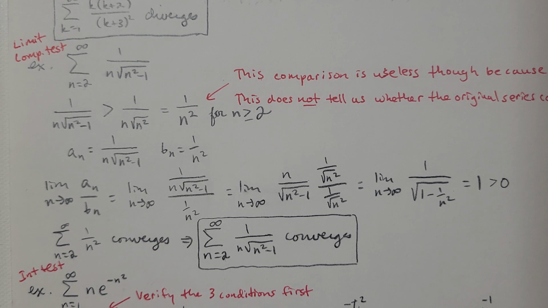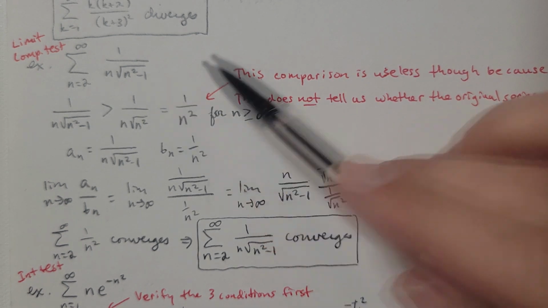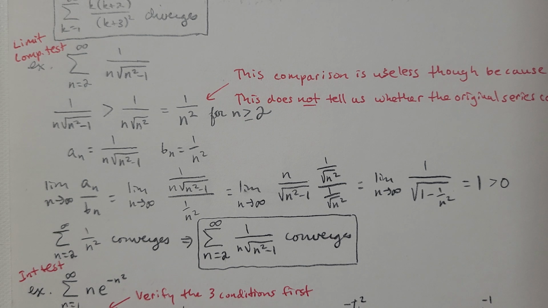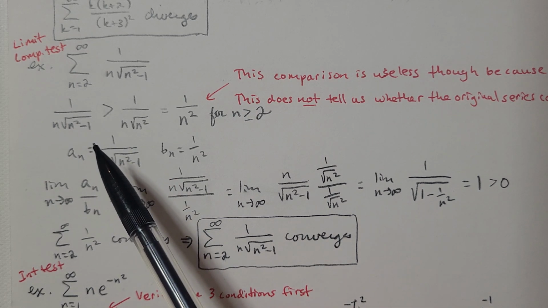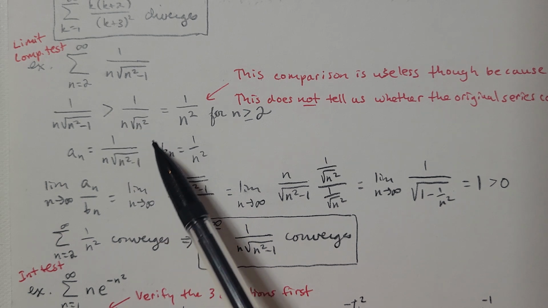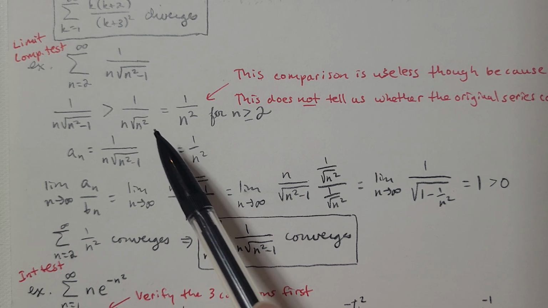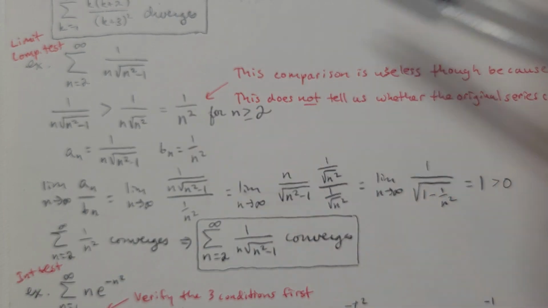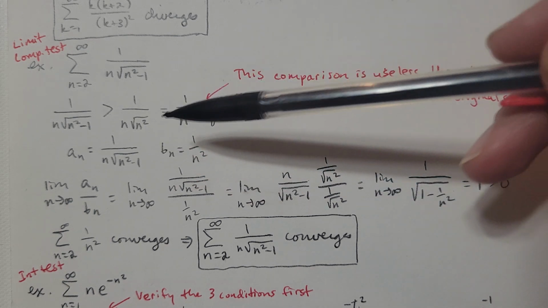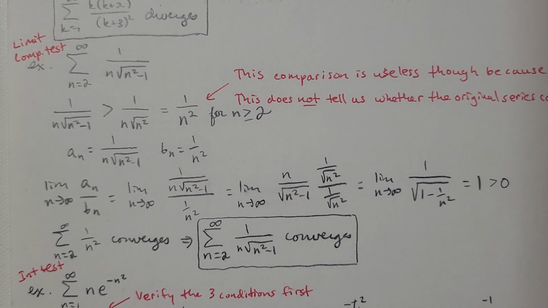So if I were to compare this to, what if I did not have the minus 1 underneath the square root sign? I'm comparing 1 divided by n times the square root of n squared minus 1 with 1 divided by n times the square root of n squared. Well, if I'm subtracting 1 in the denominator, then that's going to make the overall denominator on the right a bigger number than the one on the left. So the corresponding fraction on the right side would be a smaller number with that bigger denominator than the one on the left.